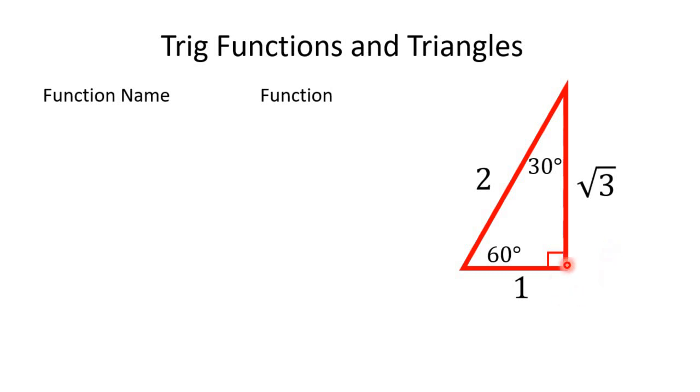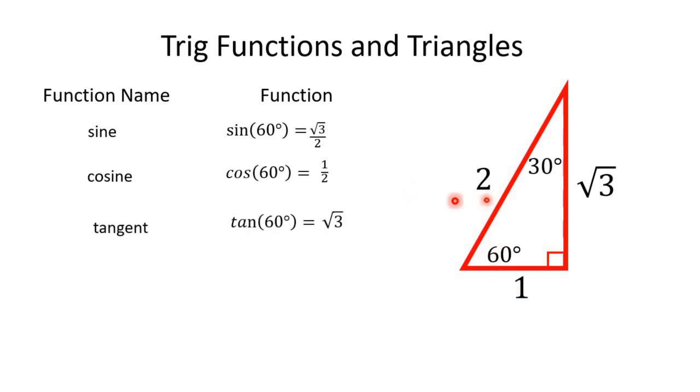So now we can define the 6 trig functions for the angle. For this 60-degree angle, we'll have the sine, which is equal to the opposite over the hypotenuse, square root of 3 over 2. We'll have the cosine, which is equal to the adjacent over the hypotenuse, 1/2. We'll have the tangent, which is equal to the opposite over the adjacent, square root of 3. And then we'll just flip these over to get the cosecant. So the cosecant is the reciprocal of the sine. So that's going to be 2 over the square root of 3. When you rationalize it, you get 2 square roots of 3 over 3.